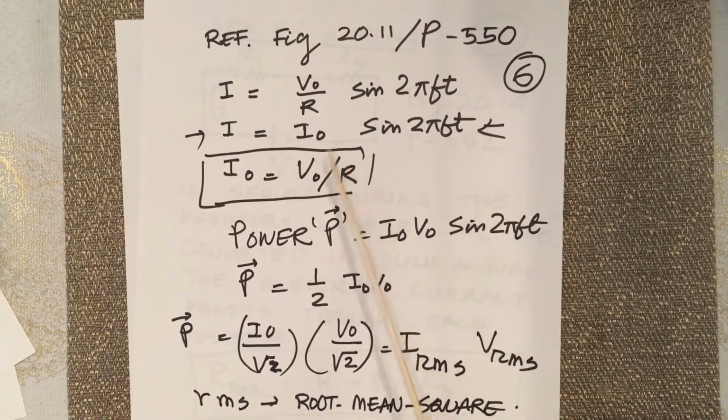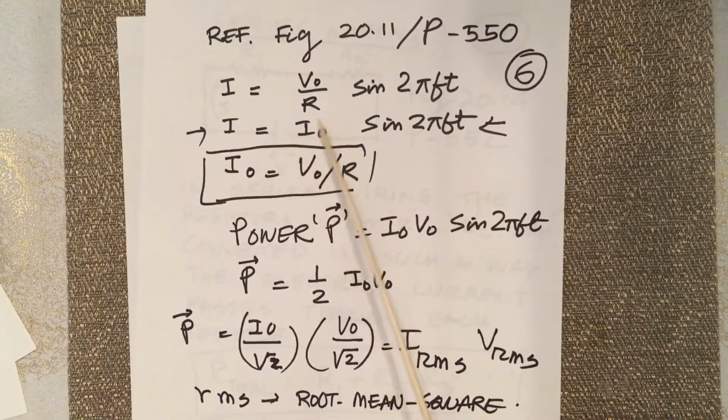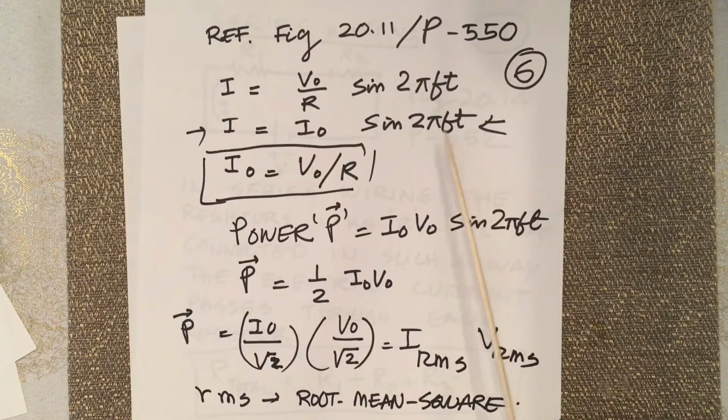Same thing again here. This is your initial current. This is the current you want to find out, which is I at a time t. So you have frequency, which is f, and t is the time. So finally you have this equation here, I0 equals V0 over R.